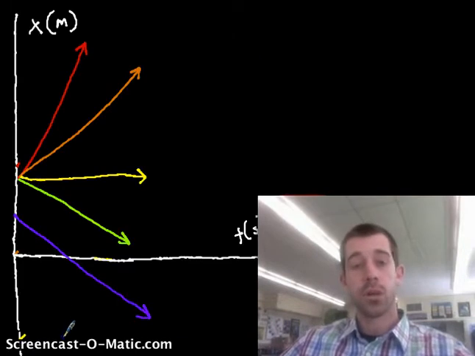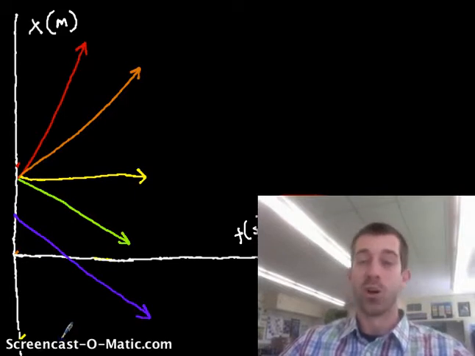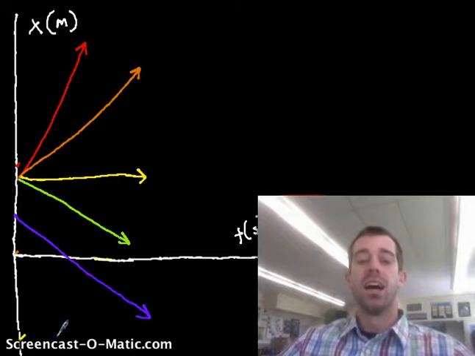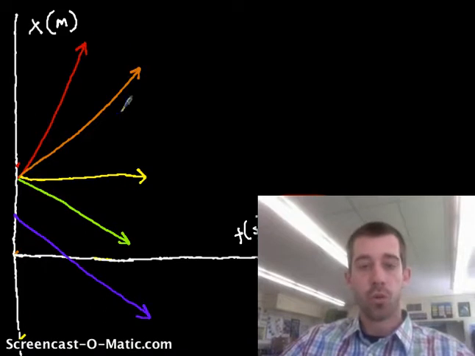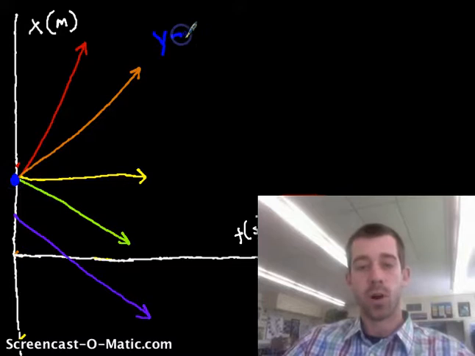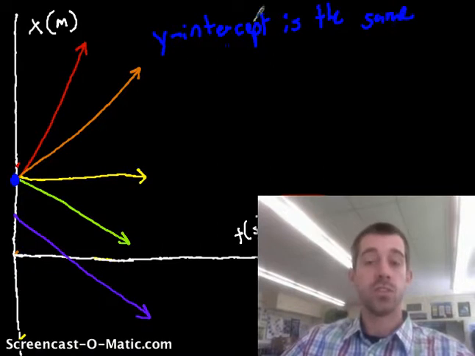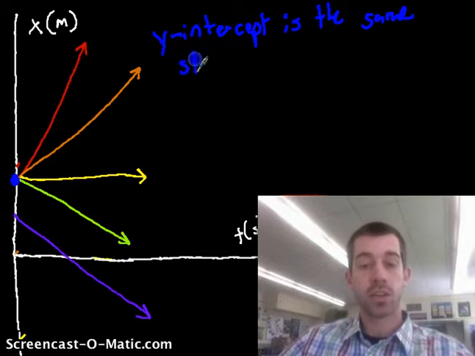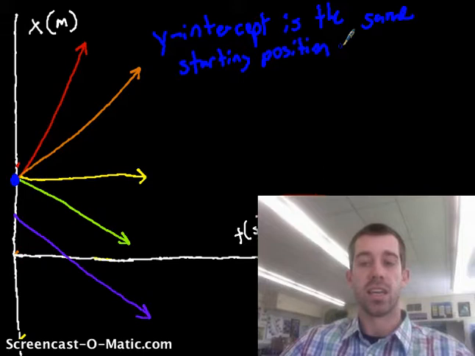Moving on to this next one, pause it again, look at these position versus time graphs, and think about what makes them different. Okay, so hopefully you did that. We're looking at 5 different graphs here. We want to notice for these ones, for the red, orange, yellow, and green graphs, they all have the same y-intercept, which means that also the starting position is the same as well.